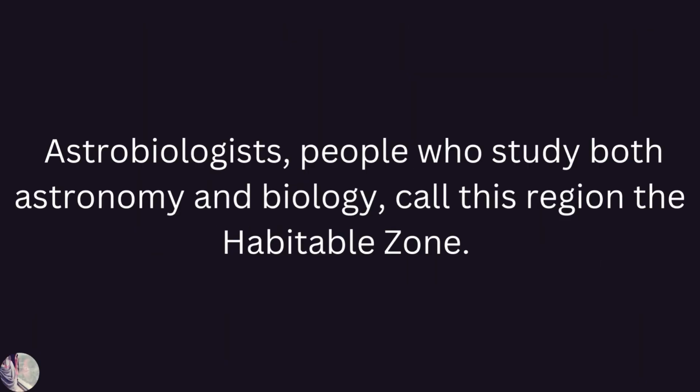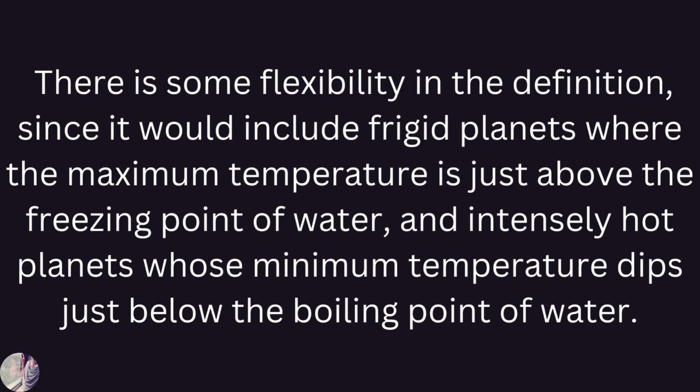Astrobiologists, people who study both astronomy and biology, call this region the habitable zone. Students, there is some flexibility in the definition since it would include frigid planets where the maximum temperature is just above the freezing point of water and intensely hot planets whose minimum temperature dips just below the boiling point of water.